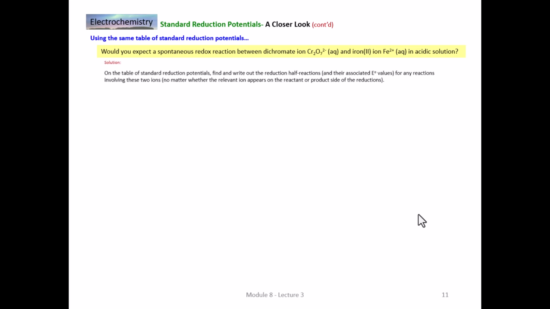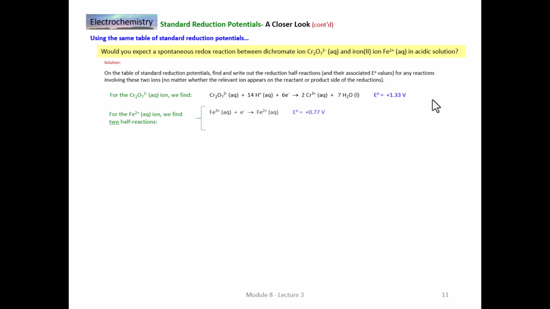Well, let's take a look at this. On the table of standard reduction potentials, what you want to do is find and write out the reduction half reactions and their associated potentials for any reactions involving these two ions, no matter whether the relevant ion appears on the reactant or product side of the reductions. So for dichromate ion, the only reaction listing dichromate would be the reduction of dichromate by 6 electrons with 14 hydrogen ions involved to chromium 3+ ions in water, and it's quite favorable by plus 1.33 volts.